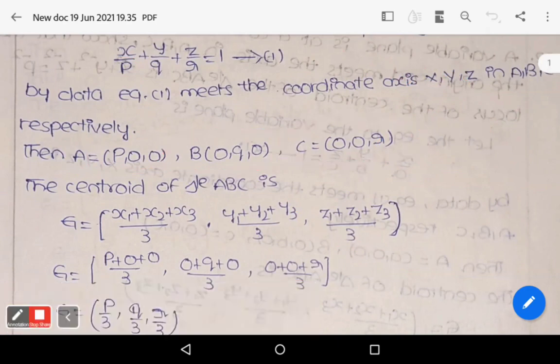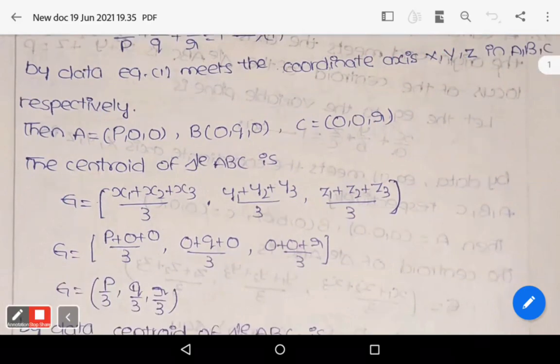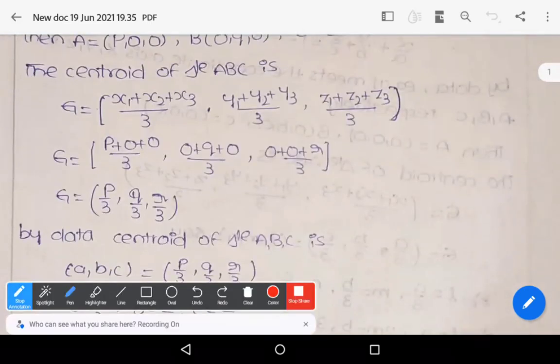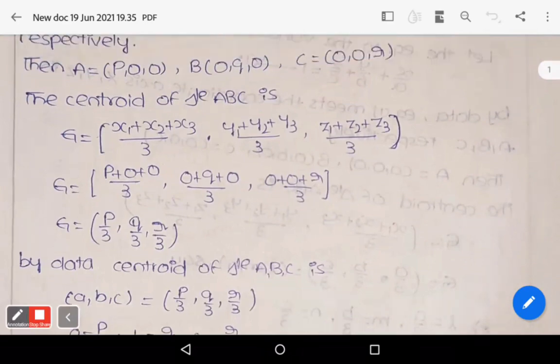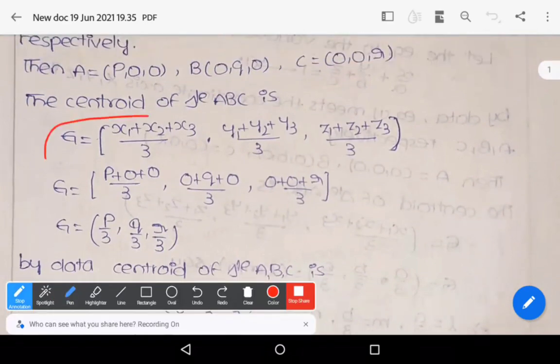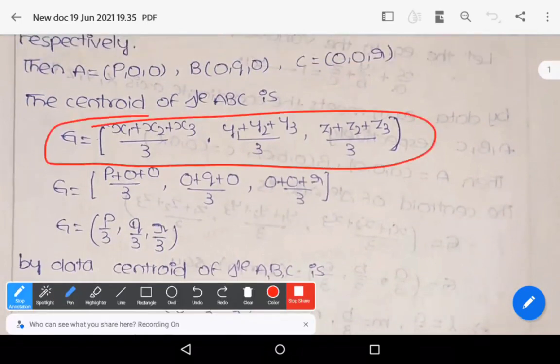Now write the formula for the centroid of triangle ABC. The centroid G is ((x1 + x2 + x3)/3, (y1 + y2 + y3)/3, (z1 + z2 + z3)/3), which is the centroid of the triangle ABC.